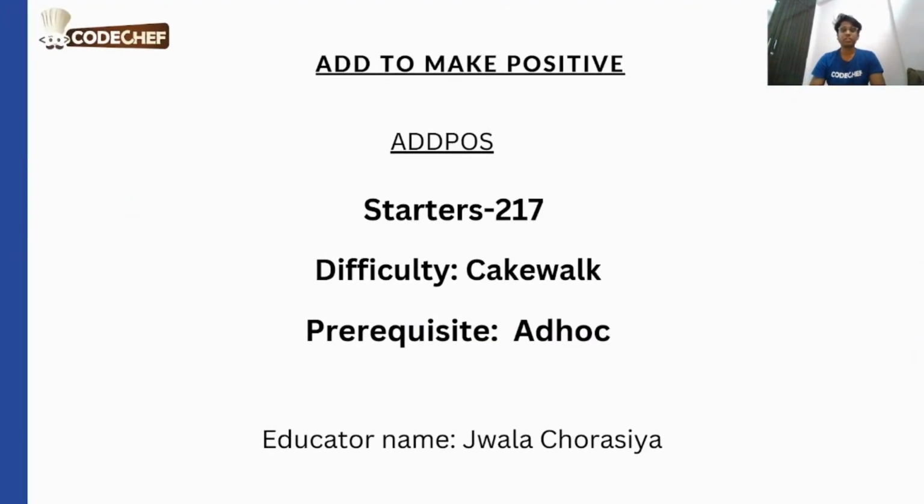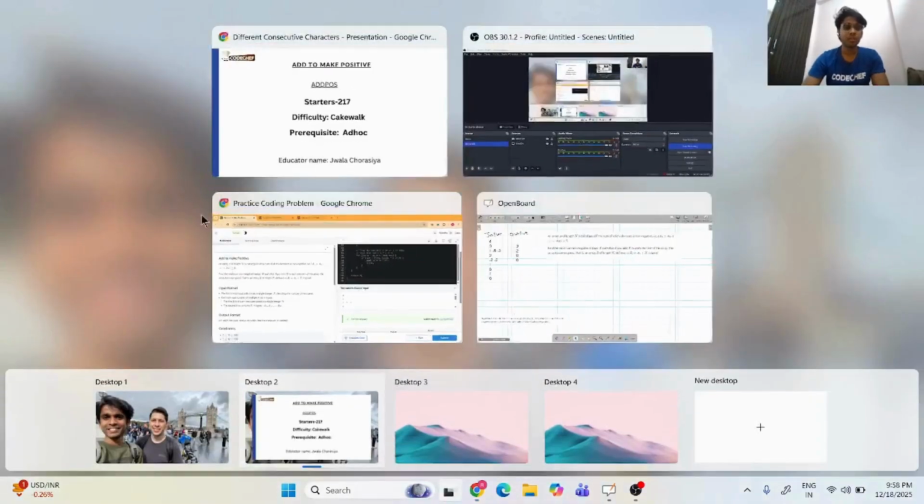Myself Jwala Chaurase, and today we are going to solve the problem which came into Starters 217. The name of the problem is Add to Make Positive and the problem code is ADDPOS. The difficulty rating of the problem is cakewalk and the prerequisite is ad hoc. Let's start with reading the problem statement over here.